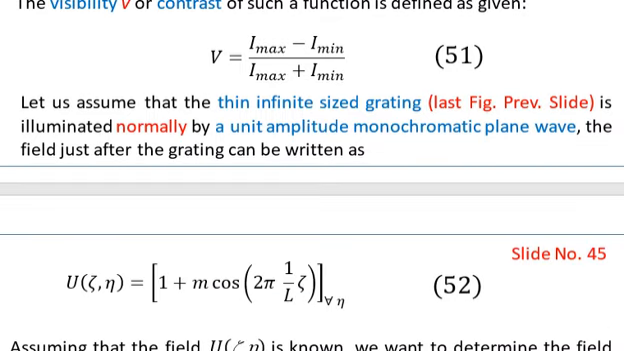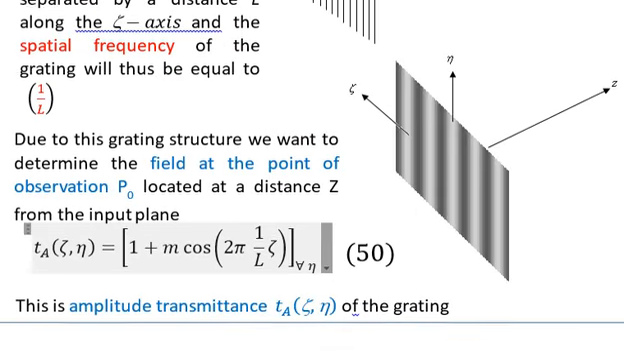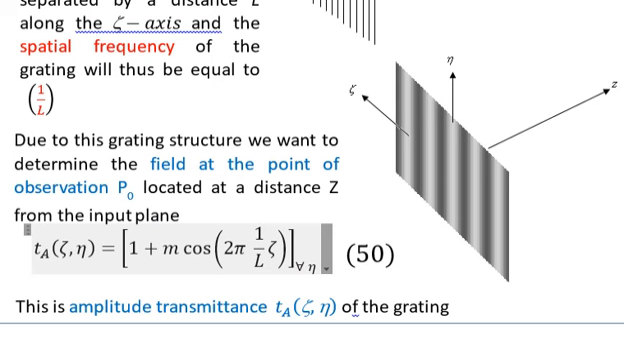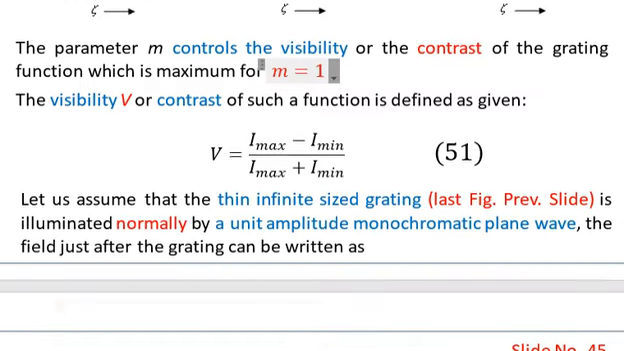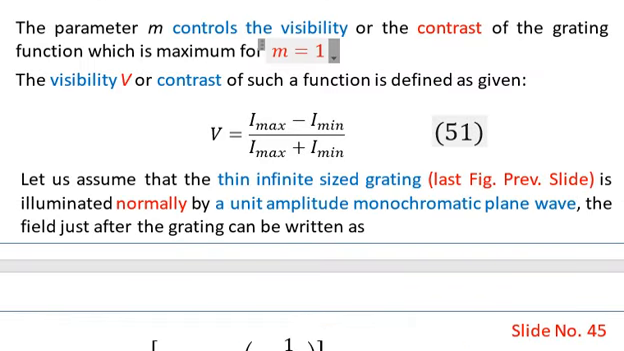So let's assume that the thin infinite-sized grating, that is in the previous figure, is illuminated normally by a unit amplitude monochromatic plane wave. So you see that here we are illuminating this grating with a unit amplitude normally incident plane wave. And you know that when we use a unit amplitude, it means that the magnitude of that wave is 1, and normally incident means that the plane has a constant phase value over there. And when the phase is constant, we can drop that constant phase value over here.